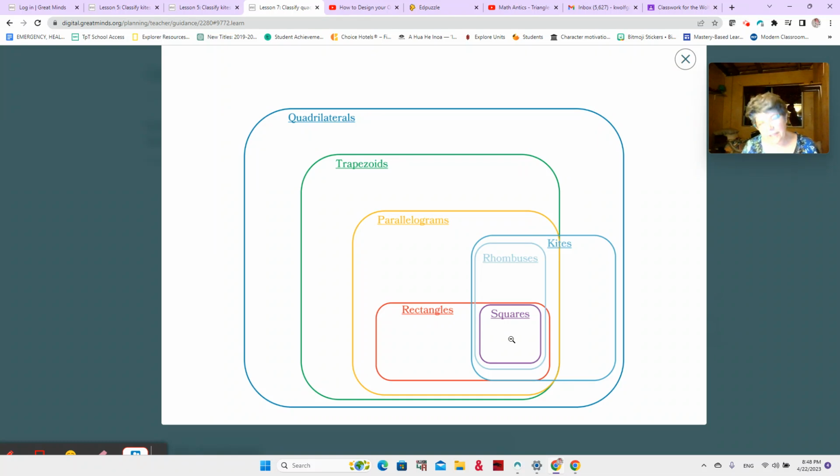What else can we classify a rectangle as? All right, so let's look at our diagram. We can see a square can be a rectangle. A rectangle can be a parallelogram. A rectangle can be a trapezoid. A rectangle can be a quadrilateral, right? All right.